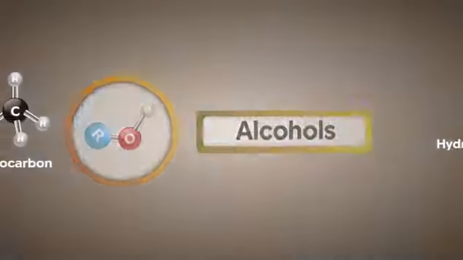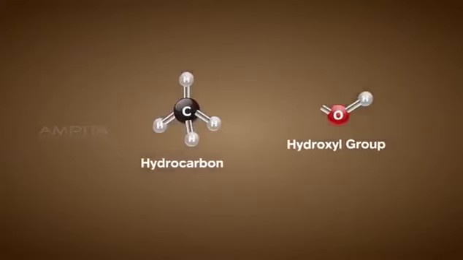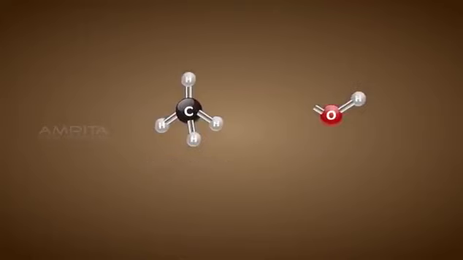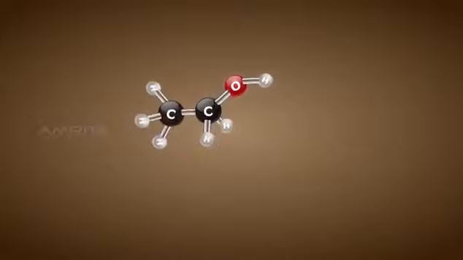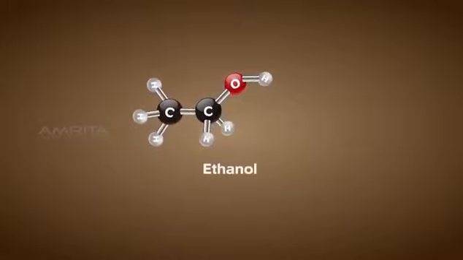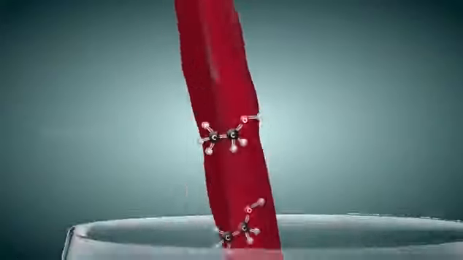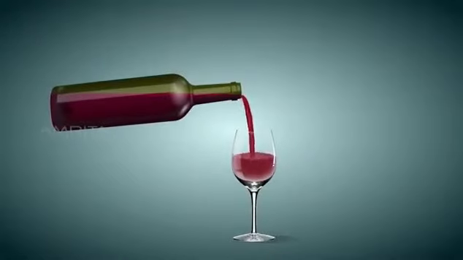When the hydrogen atom of a hydrocarbon is replaced by a hydroxyl group, the resulting compound is called alcohol. Methyl alcohol, methanol, is the first member of the alcohol family. Naturally occurring alcohol is ethyl alcohol or ethanol. Ethanol is found in beer and wine.